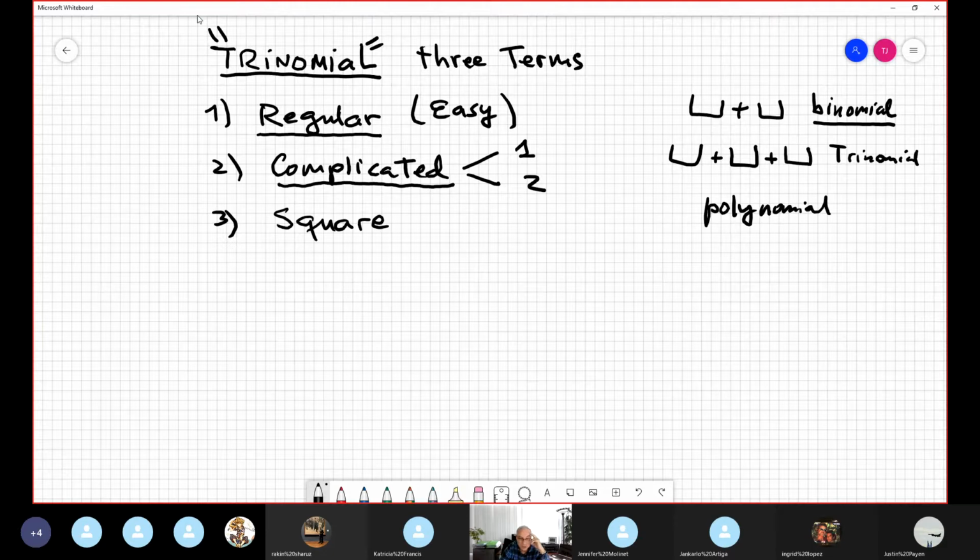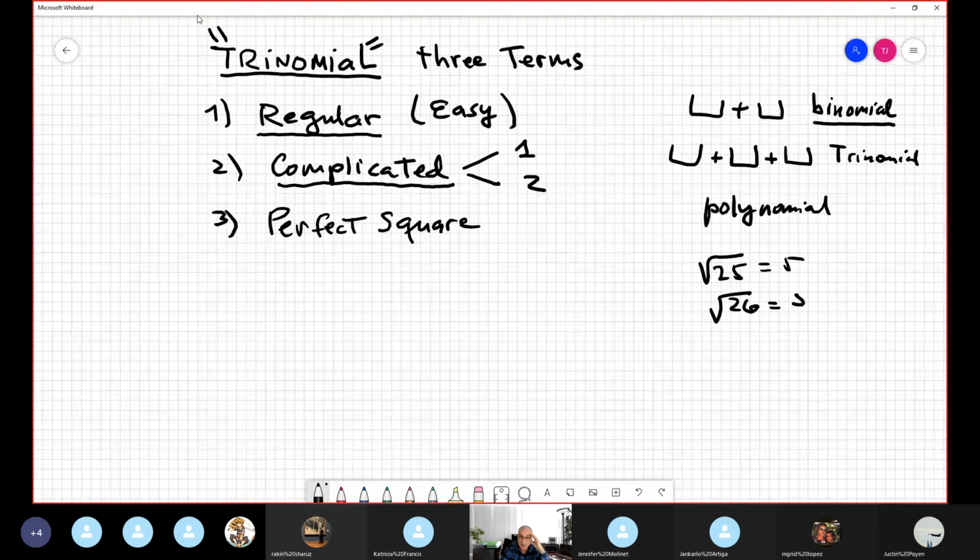Perfect square trinomial. It's similar to the perfect square number, no? So suppose square root of 25 is 5, no? But square root of 26 is a decimal, 5 point something, no? So this is the number, perfect square. But a perfect square trinomial is relatively easy if you are able to identify it.